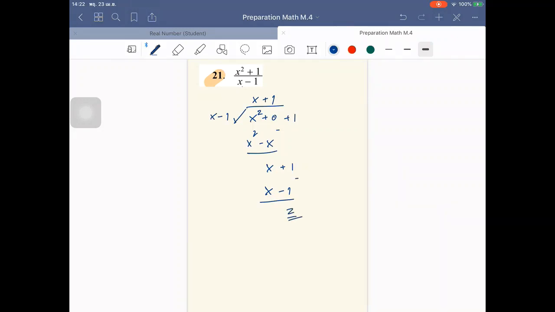So the remainder of this equation is 2. So the final answer will be x plus 1 plus 2 divided by x minus 1. Here will be the answer. Okay.